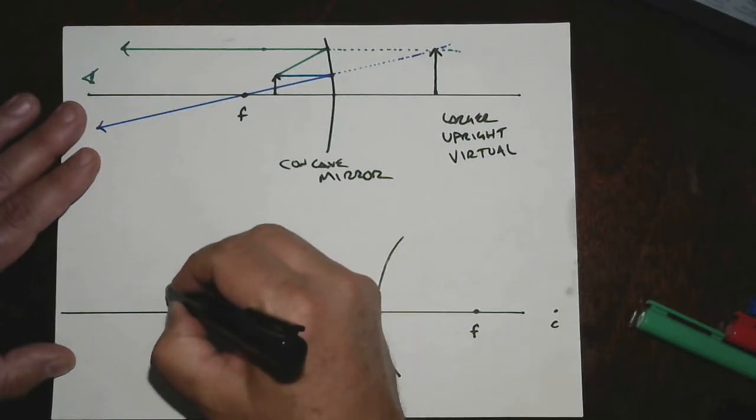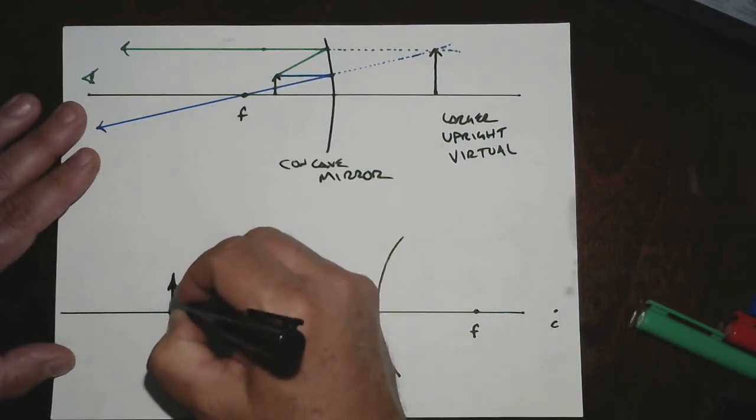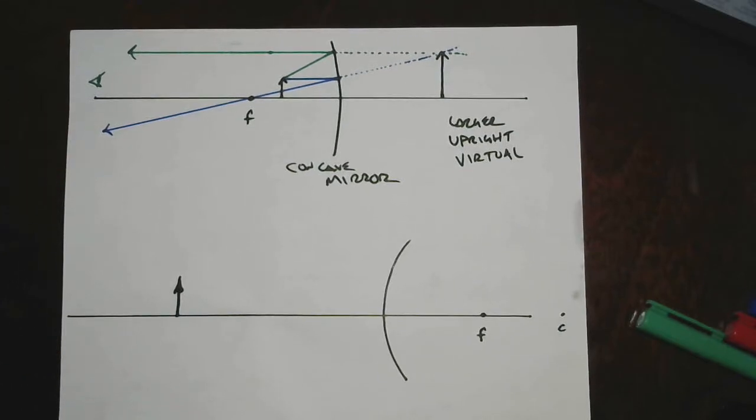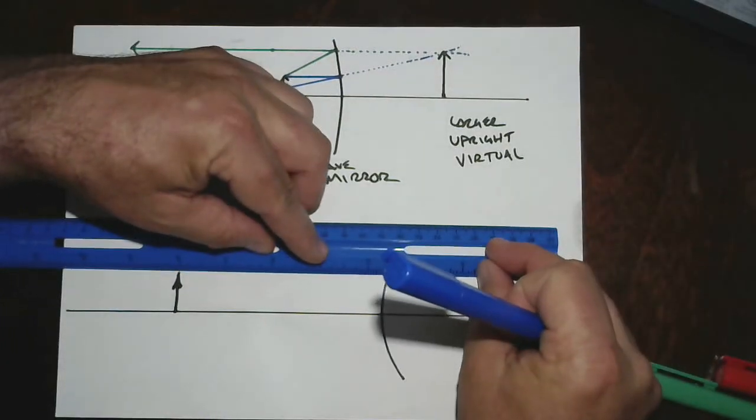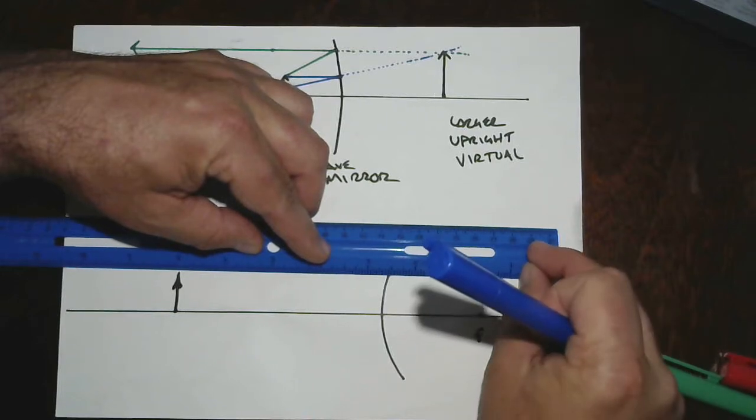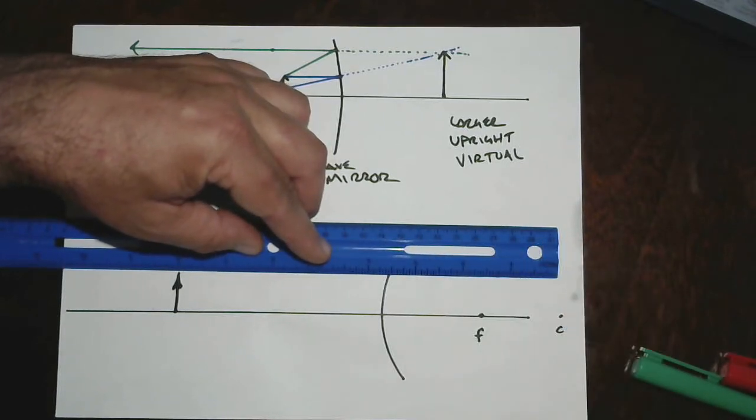In fact, let's make it a little taller. There we go. You can go with the candle. You can go with the arrow. Your book does an arrow, so I'm doing an arrow. But let's do ray number 1 and ray number 2 and see what happens here. Ray number 1 begins life parallel to the optical axis. That right there looks pretty parallel to me.